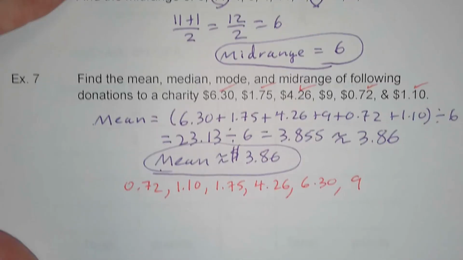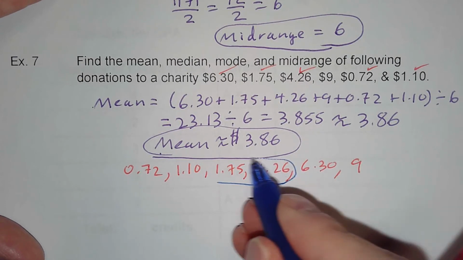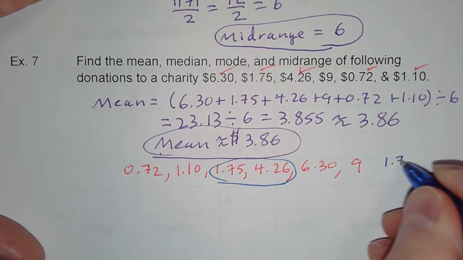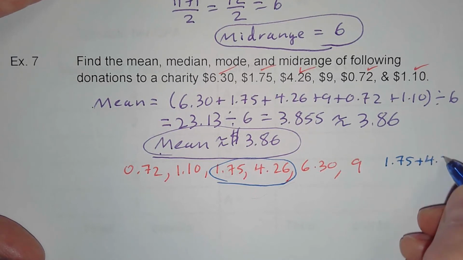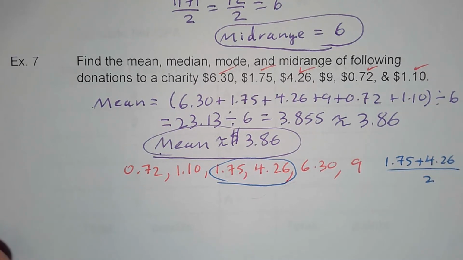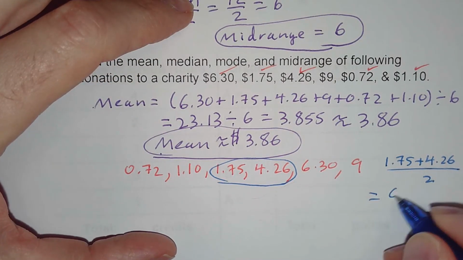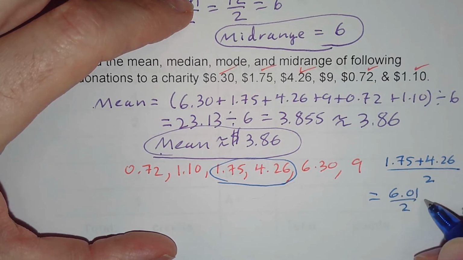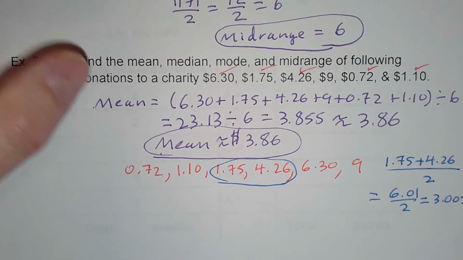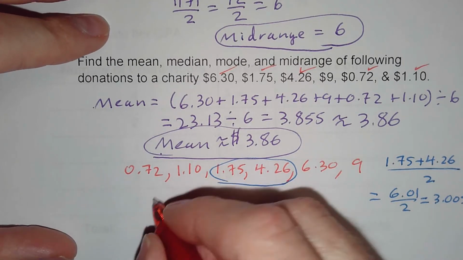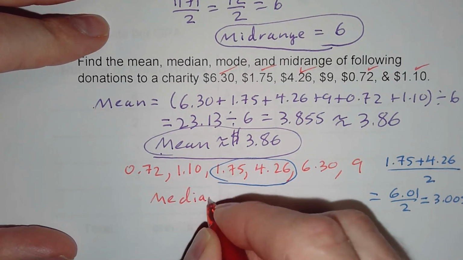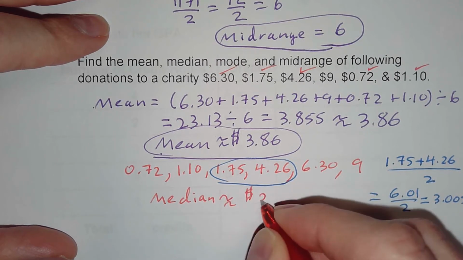So our two middle numbers here are these folks together. So I want to add them together and divide by 2. So if we add those together, that gives us 6.01. Divide by 2, that'd be 3.005. Rounding it off would be $3 and a penny. So our median would be $3 and a penny.